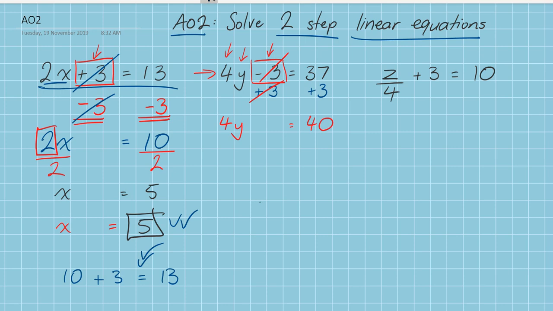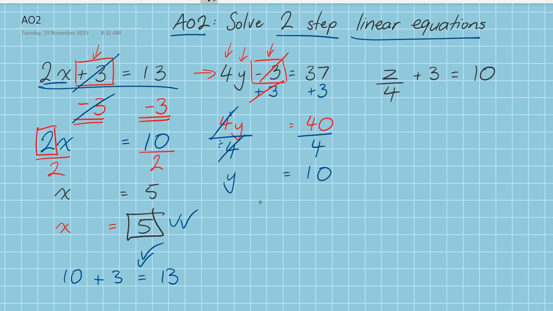4 times y equals 40. So I'm going to divide that by 4 because that's a times by 4. And because I've divided that by 4, I have to divide that by 4. Fantastic. Okay, I'm going to reassess my situation. That's going to eliminate that, which means I'm left with just y. And 40 divided by 4 is 10.